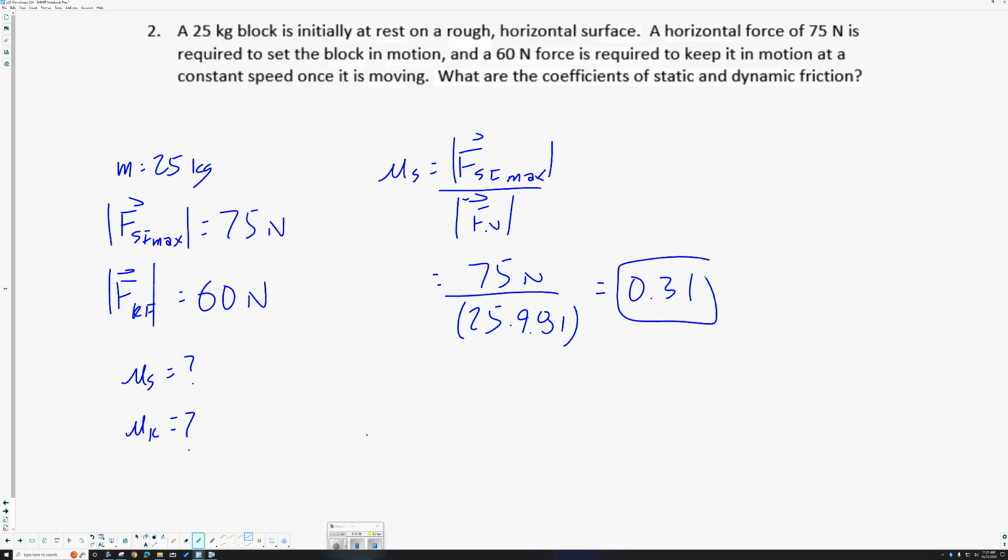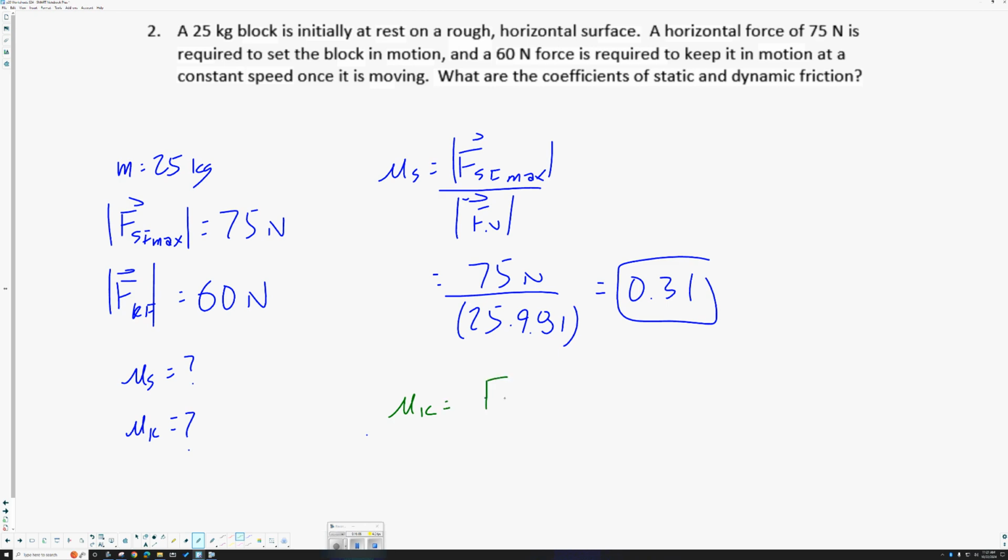0.31. Now, before we find the coefficient of kinetic friction, do we expect that coefficient of kinetic friction to be bigger or smaller than static friction? Smaller, right? We didn't say that static friction is always bigger than kinetic friction, but the coefficient will always be bigger than kinetic friction. Does that make sense? The maximum static friction will always be bigger than kinetic friction. Not necessarily the actual value of static friction, but the maximum value.